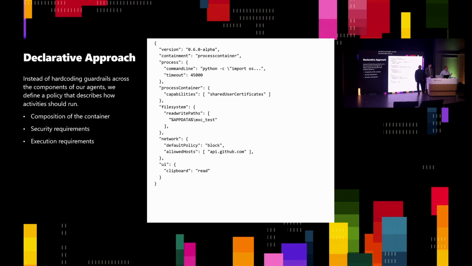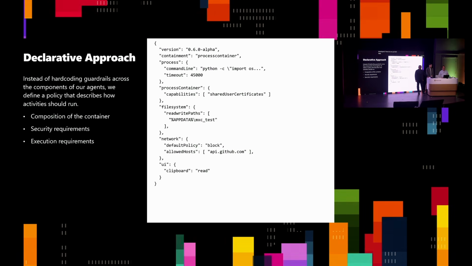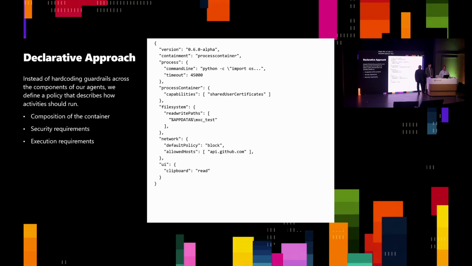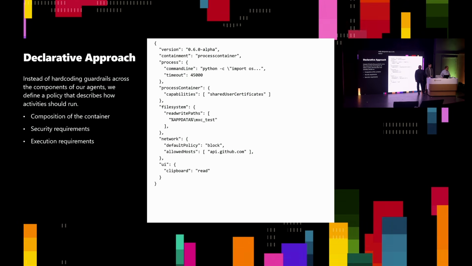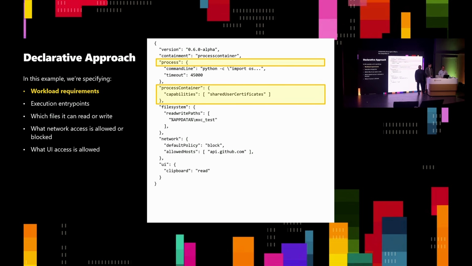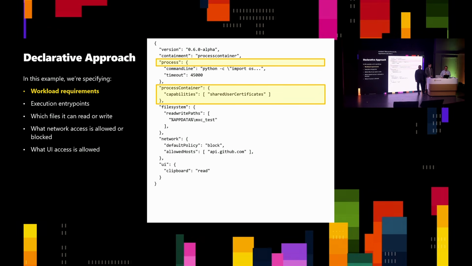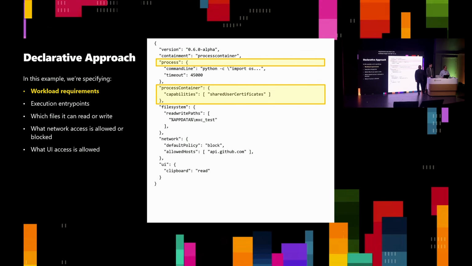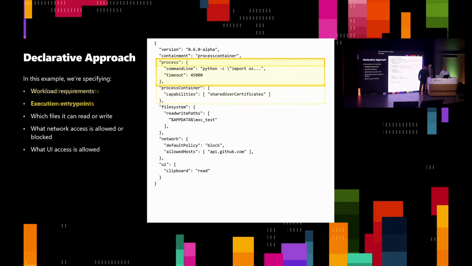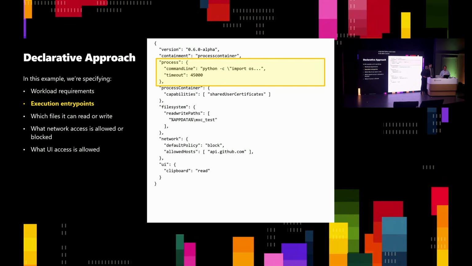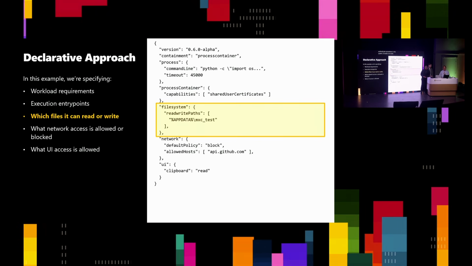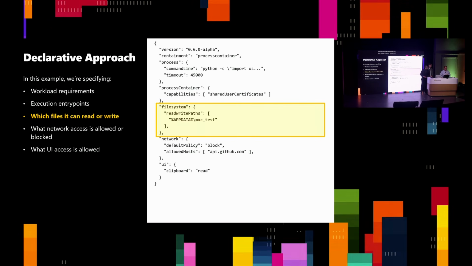MXC, as I said, is a declarative approach. What it's really designed to say is, let's look at the guardrails we want to put in place for the components of our agent. What is the composition of the container? What are the security requirements? And what does the workload shape look like? So as we dig into a little detail, this is a Python script. That Python script needs to be able to access my certificates to authenticate somewhere in the system. It needs to be able to run within a certain time frame. It can only access read-write locations very much specified by here. Everything else is denied by default.